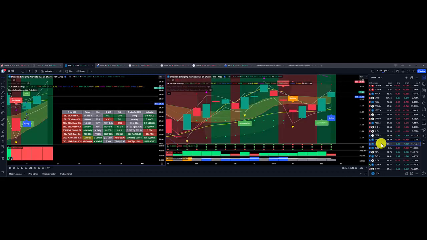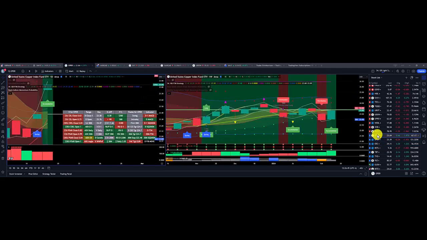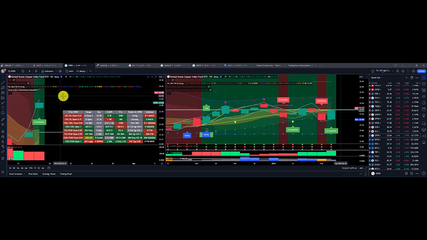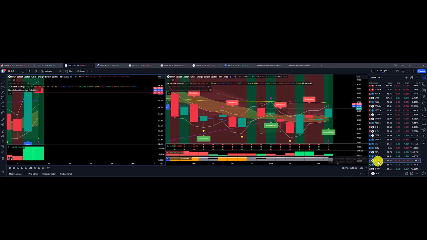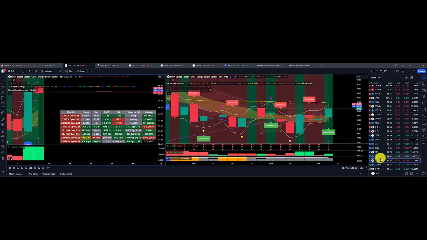Like I said, I don't like gaps or trading the weekly. The only one I have is copper to the upside, and it has to open up above this low in order to take that particular trade to the long side. XLE, same thing. Weekly indication, no daily.